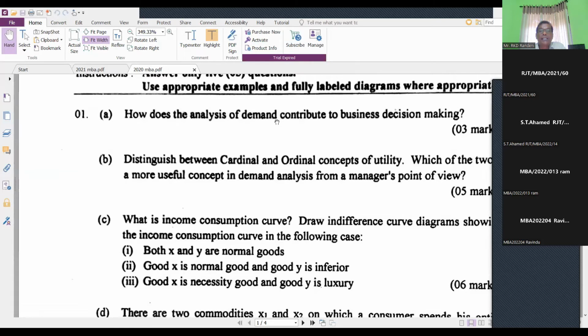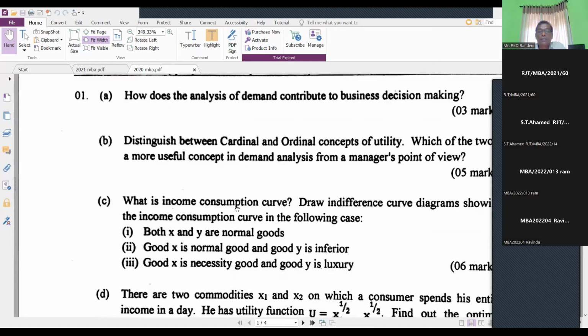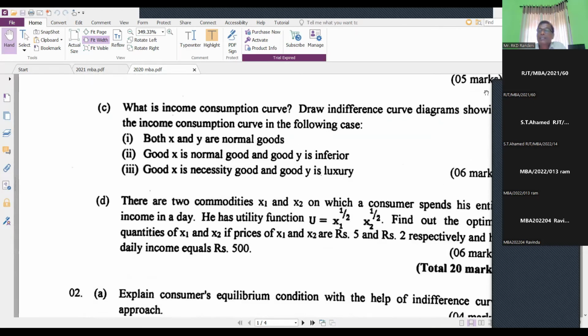Now, how does analysis of demand contribute to business decision making? Distinguish between cardinal and ordinal concepts of utility. Cardinal means utility can be measured. That is the cardinal utility theory. Ordinal means utility cannot be measured, but you can rank and order. That is the indifference curve analysis. Which of the two is the more useful concept in demand analysis from the manager's point of view? Finally, we will discuss which is superior. What is the income consumption curve? Not yet discussed.